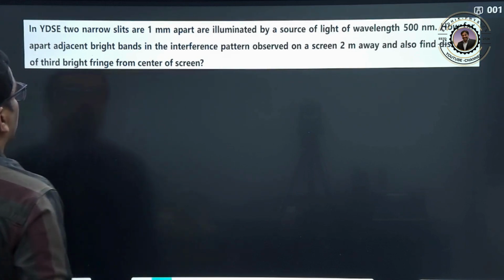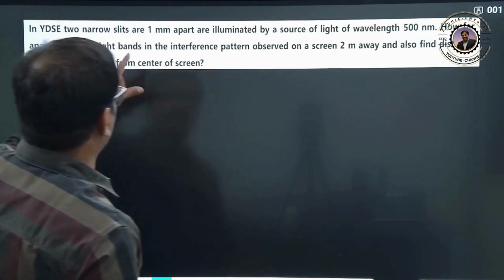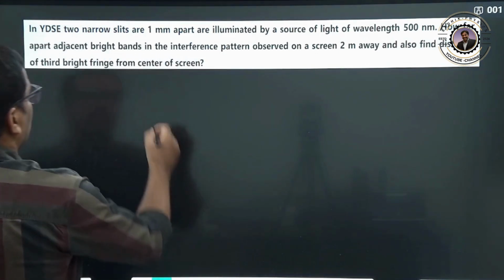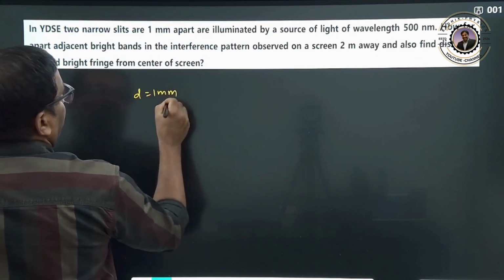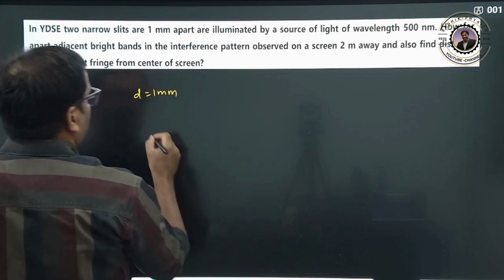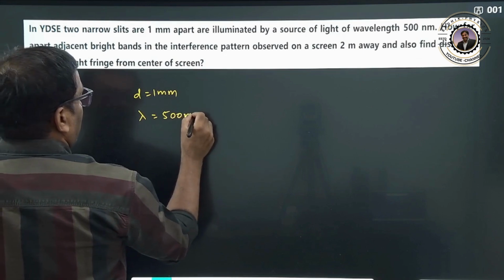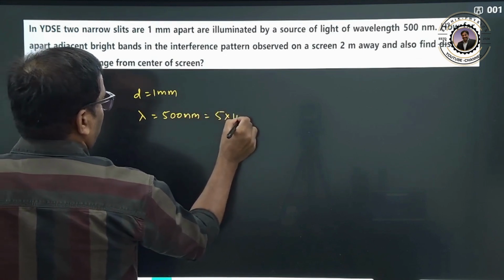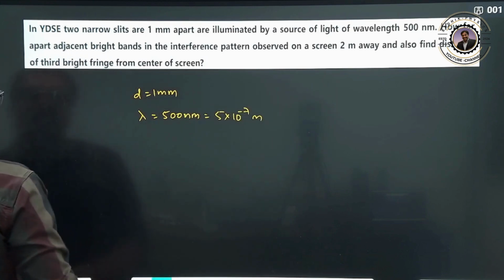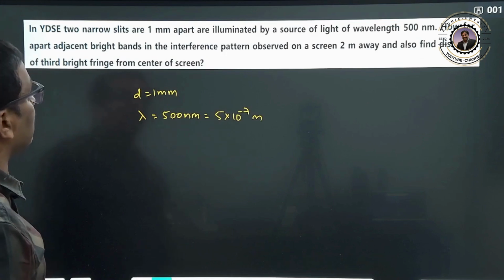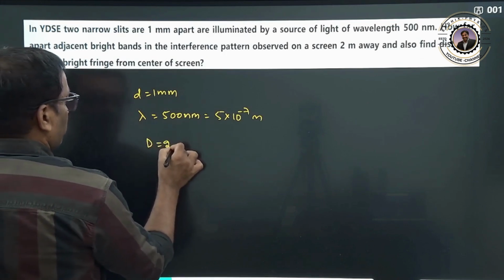In YDSE, two narrow slits are 1 mm apart, so small d is given as 1 mm. They are illuminated by a source of wavelength 500 nanometer, so 5 into 10 to the power of minus 7 meters. How far apart are adjacent bright bands in the interference pattern observed on the screen? Here D is equal to 2 meters.